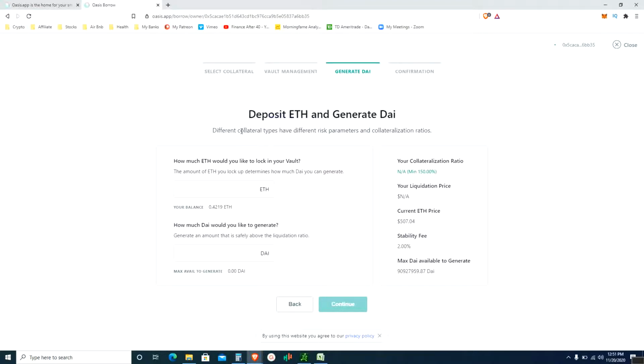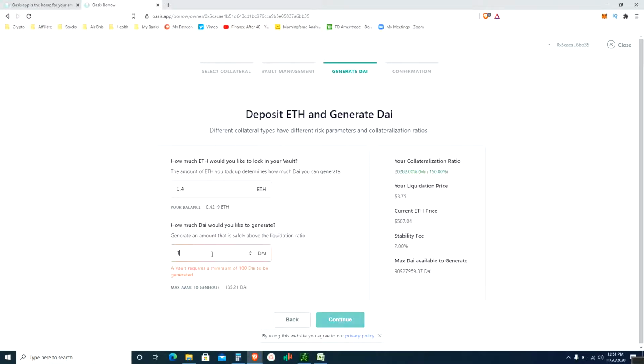Different collateral types have different risk parameters and collateralization ratios. So let's see. How much Ethereum would you like to lock in your vault? The amount of Ethereum you lock up determines how much DAI you can generate. I have, it says, 0.42. Let's say I'm gonna put 0.4 just for the example. And how much DAI would you like to generate from the 0.4 Ethereum that I'm locking up as collateral? Generate an amount that is safely above the liquidation ratio. The maximum I can take, it says, is 135 DAI. So let's just put 100 DAI.